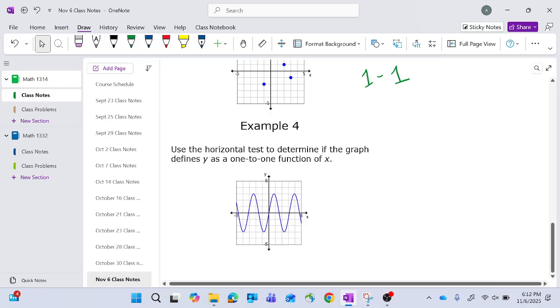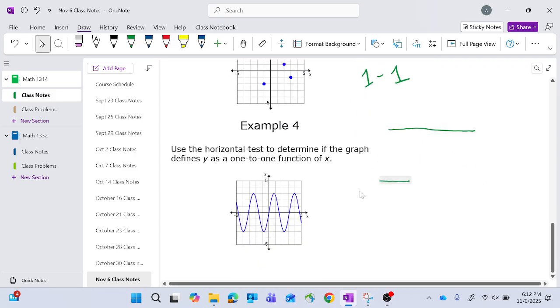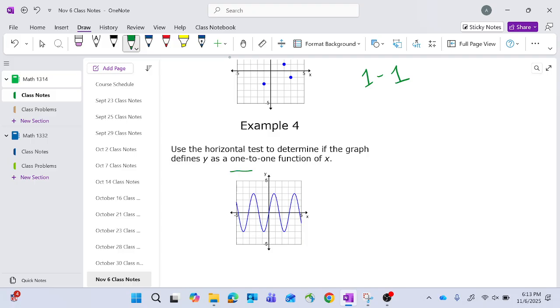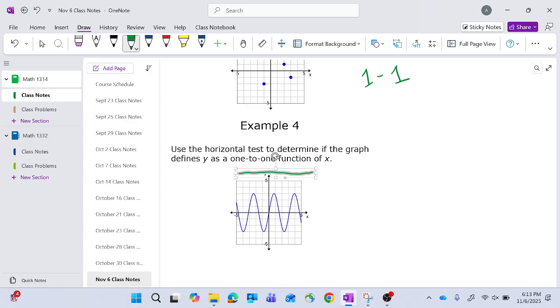All right. Now in this case, I can use that same horizontal line to see if it passes this one. Well, it's pretty clear that you're not going to pass the horizontal line test. I'm hitting more than one point pretty much everywhere. So we do not pass the horizontal line test. It's not one-to-one.